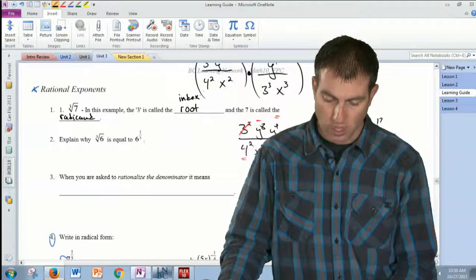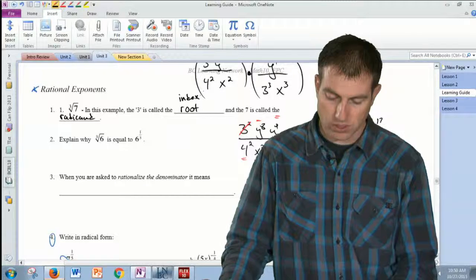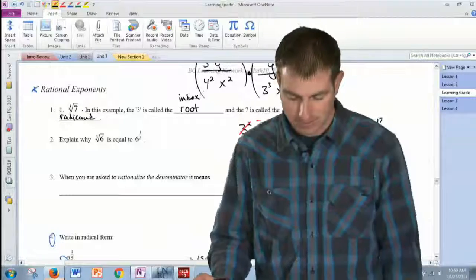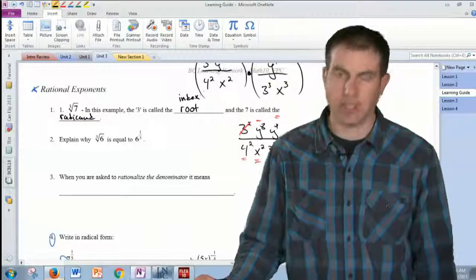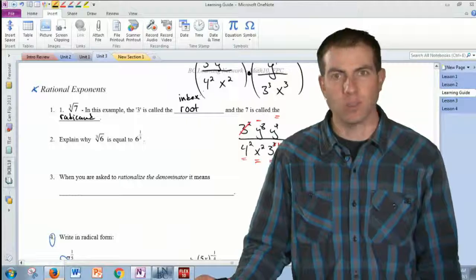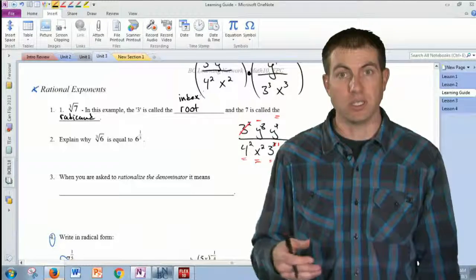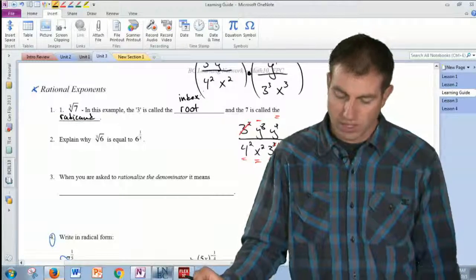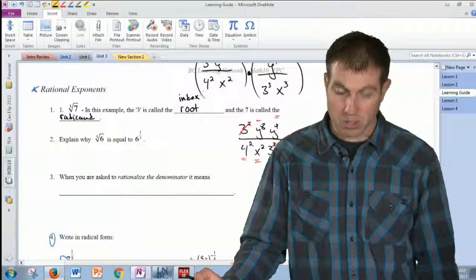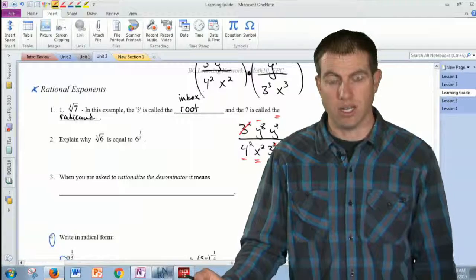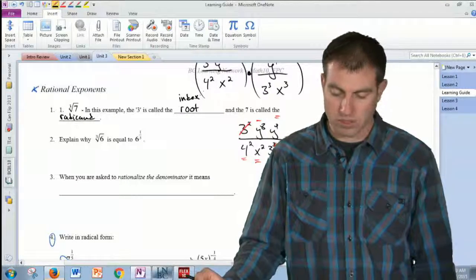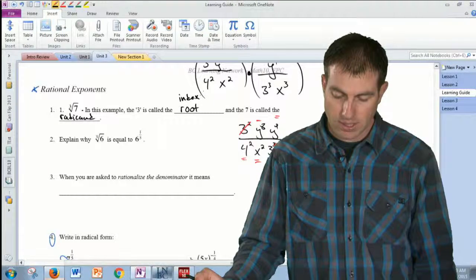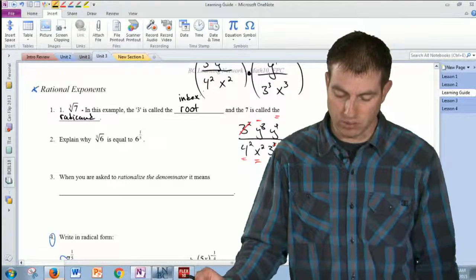Number 2, explain why the cube root of 6 is equal to 6 to the power of 1 over 3. This is one of these explain why things. Math is kind of funny in that there's not a lot of explanation why. If you can prove it using numbers or even your calculator, that's kind of acceptable. That's kind of the basis of math. So again, you're not going to end up with a question like this on a test or a final exam where they're like, explain why the cube root of 6 is equal to 6 to the 1/3. I wouldn't lose any sleep over this either.